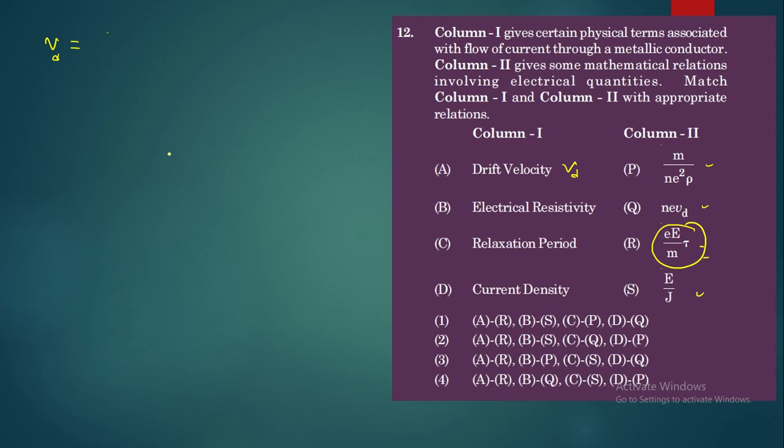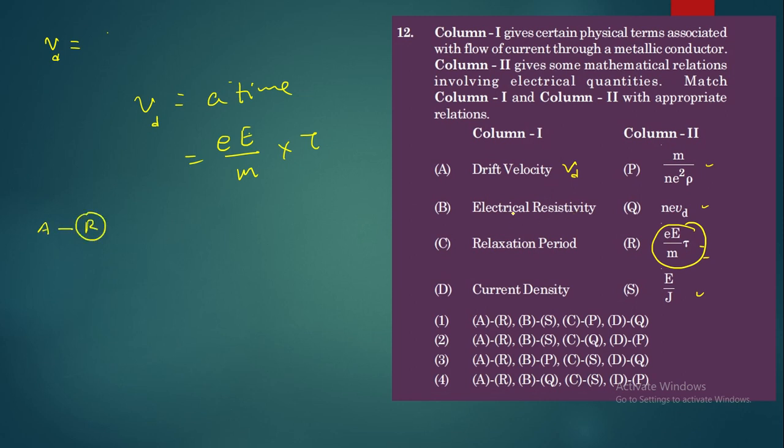How? Drift velocity is equal to what? Acceleration multiplied by some time. Yes or no? Acceleration is electron charge multiplied by E divided by m. Force divided by m is acceleration and time is relaxation time. So this A corresponds to R.